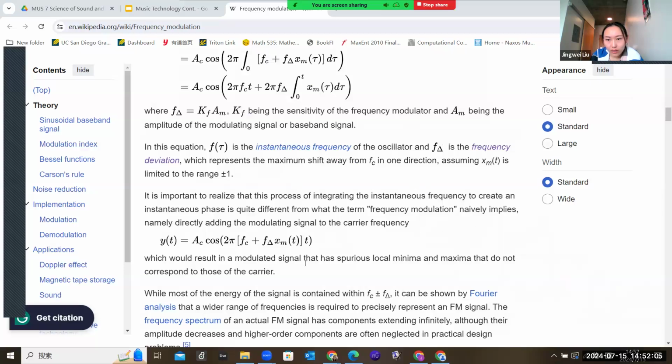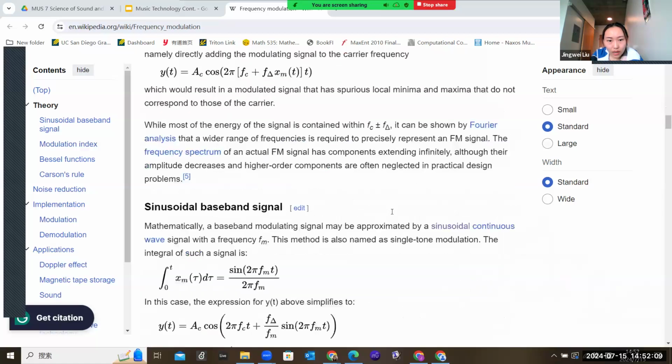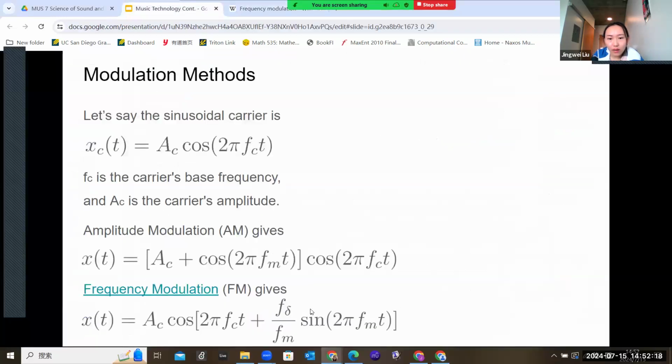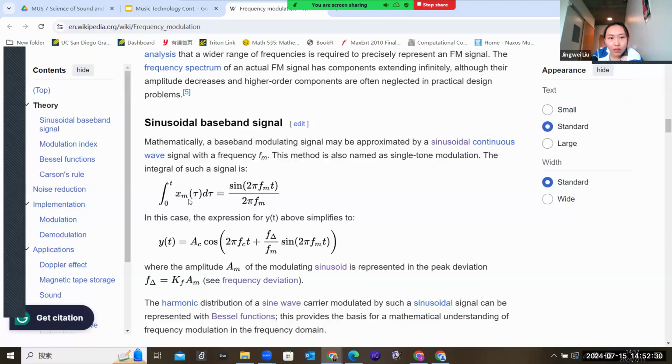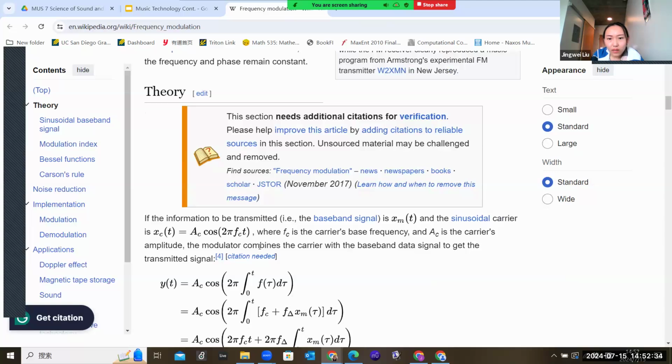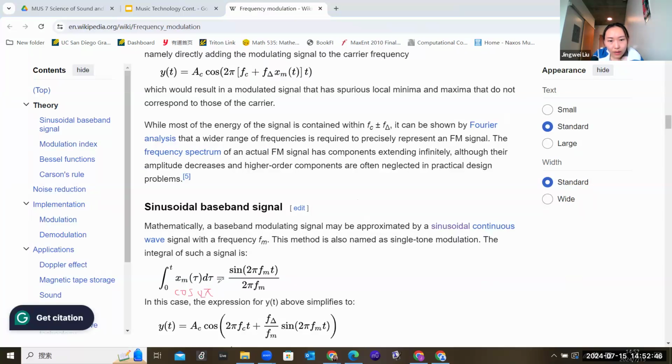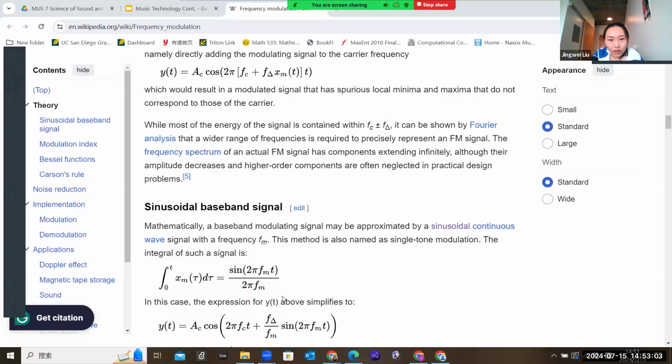So also here it explains why it's not of this form, it's of this integral form. For sinusoidal, because here we see this is a sine, right? But actually the wave is still cosine. It is sine because the integral of cosine is sine, right? So if you integrate FM, this xm is cosine of 2 pi FM t. Then you compute the integral of cosine, which is sine, and there's some constant coefficient here. This is where the sine comes from.